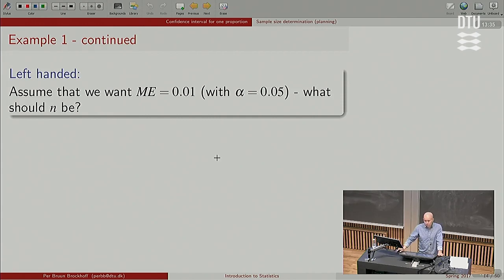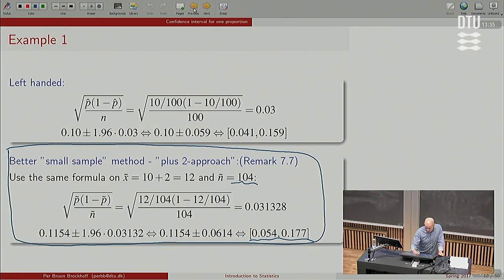Let's try. Remember, what did I have before? Should we just check what my precision was when I did my survey on left-handedness? For the confidence interval, it was plus minus 6 percentage points, right? Plus minus 0.06, where I had 100 people in the sample to find that precision.